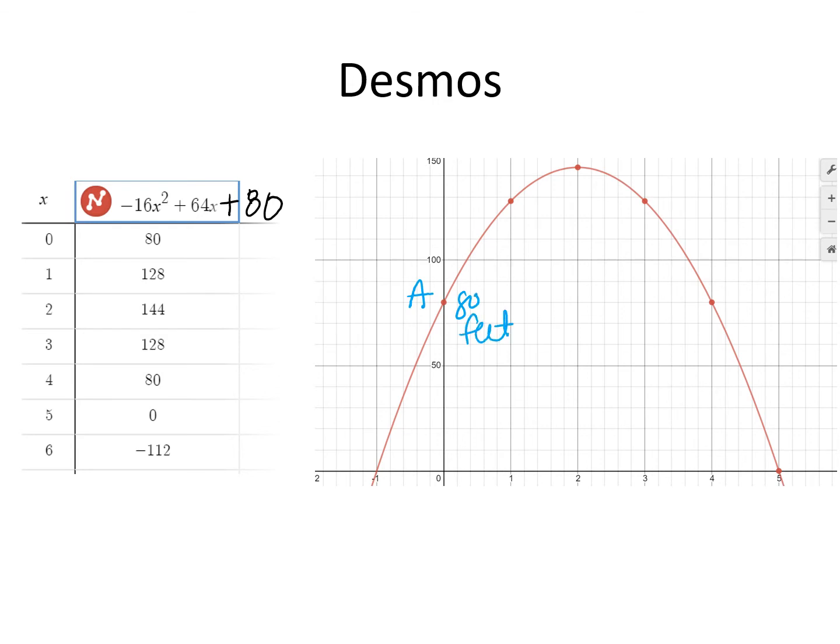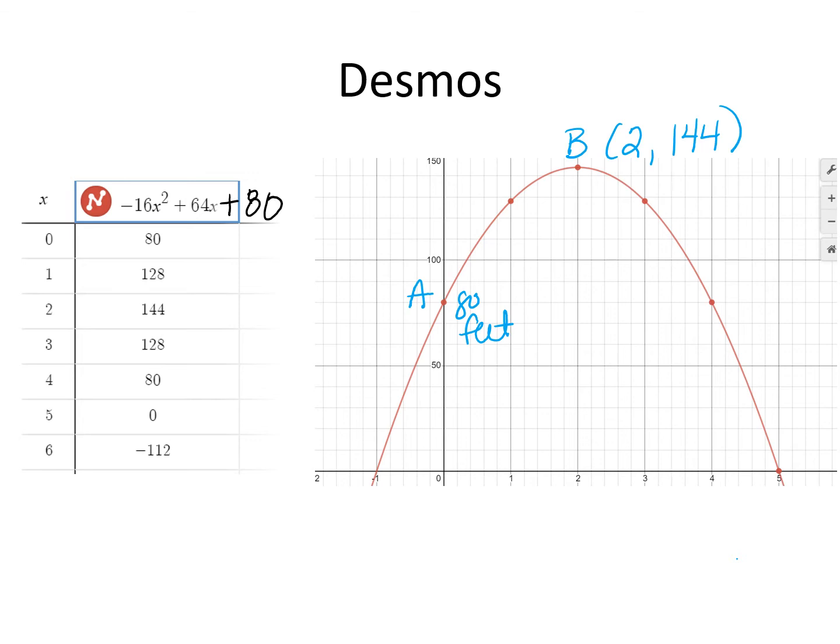The answer to B was the maximum time and height of the object, which is looking at your vertex. So this was letter B. And the coordinates of that point, if you look at the graph here, are 2, comma, and then it's kind of hard to see on the graph, which is why I included the table. So this part B would be 2, 144. And we'll fill these answers in on the next slide. I just copied it over.